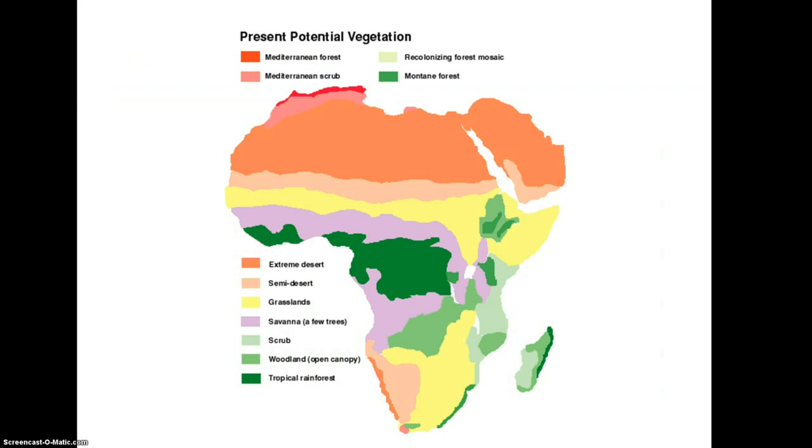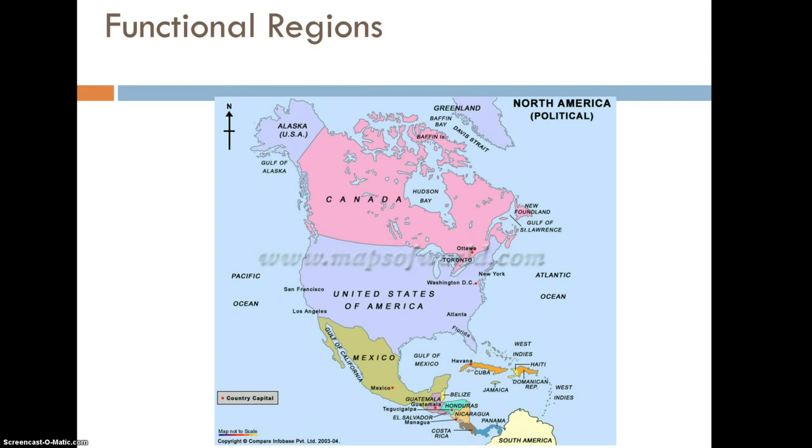Here's another formal region, vegetation regions. And just because I have extreme desert in the north doesn't mean that as soon as I cross that line, I don't see areas of extreme desert anymore. So these are just generalizations that humans create in order to discuss, to talk about, and to study areas. Another type of region is a functional region.